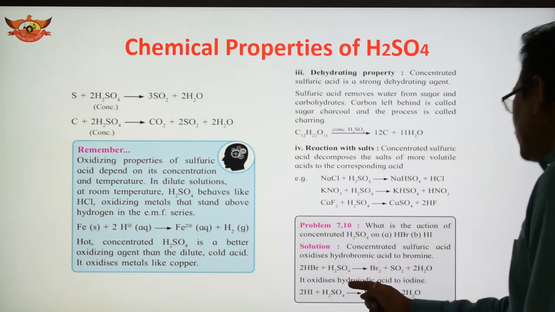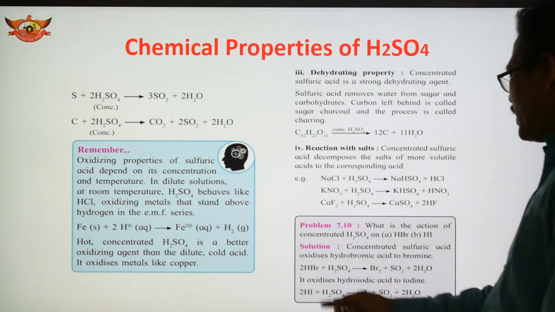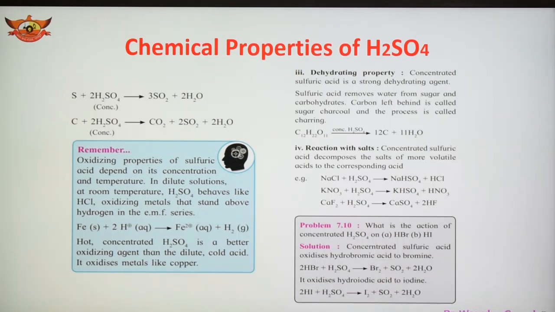It also oxidizes hydroiodic acid. This is HI, like HCl: hydrochloric acid, hydrobromic acid, hydroiodic acid, forming iodine. So these reactions can take place with sulfuric acid.